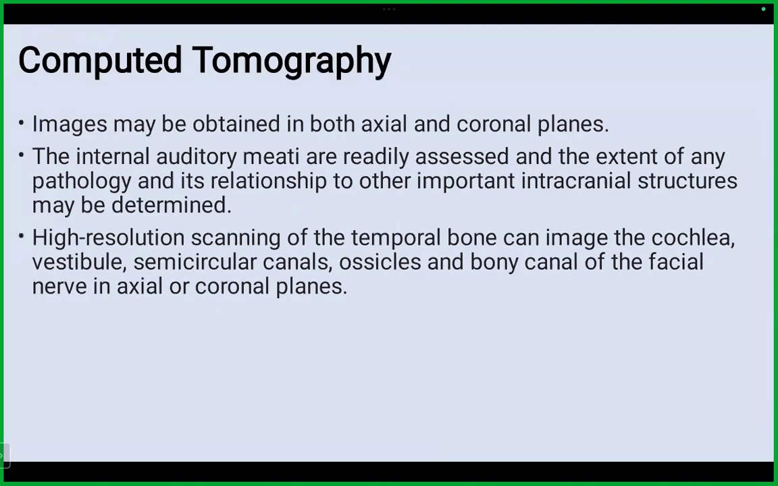CT. Images may be obtained in both axial and coronal planes. The internal auditory meati are assessed, the extent of any pathology and its relationship to other important intracranial structures may be determined. High-resolution scanning of the temporal bone can image the cochlea, vestibule, semicircular canal, ossicles, and bony canal of the facial nerve in axial or coronal planes.